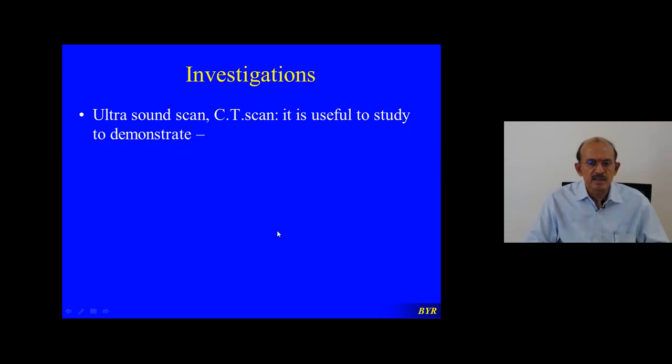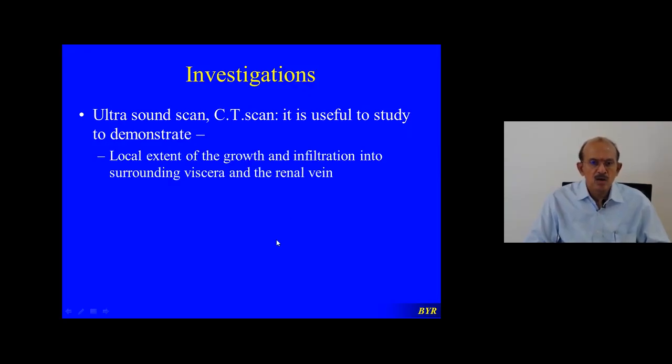Ultrasound scan, CT scan. It is useful to demonstrate the local extent of the growth and infiltration to the surrounding viscera and renal vein. Because this is a mesenchymal tumor, it has a tendency to spread by the renal vein. So there may be renal vein thrombosis. So CT scan is very, very useful in these cases.